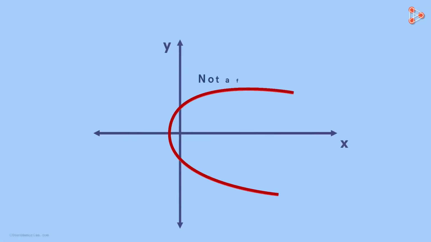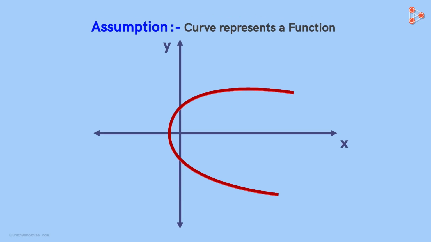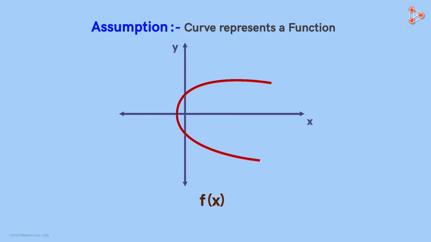This curve does not represent a function. Let's understand why. For now, let's first assume that this curve represents a function. We usually denote a function in this way. It's read as f of x.